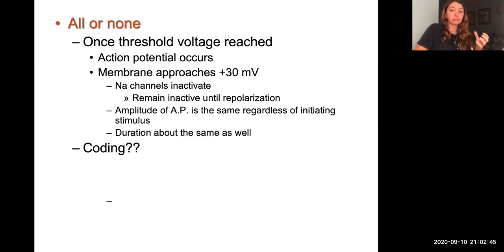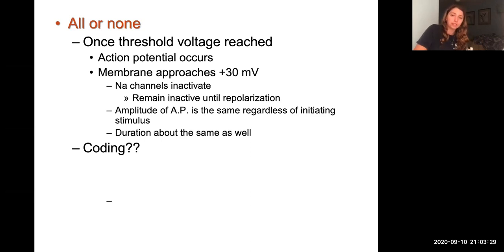When an action potential occurs, the membrane reaches negative 30 millivolts, and the sodium channels will inactivate, which means that little ball goes in there, and they remain inactive until repolarization, which means that until the membrane reaches the resting membrane potential of negative 70, they will remain inactive, which corresponds with what she said, the absolute refractory period. So when those balls remain up in there, they can't activate. So you can't go back to threshold because no sodium. That's a little complicated. I probably didn't explain it too well.